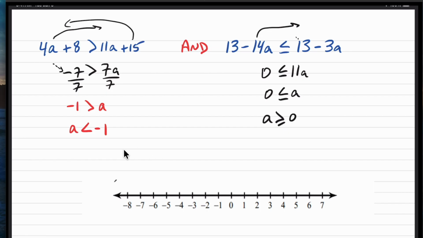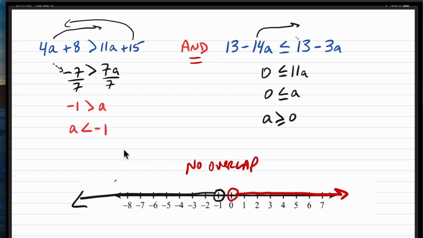Okay, folks, let's go ahead and plot this. We have a is less than -1. That's going to be going this way to the left, and a is greater than or equal to 0. Okay, this is an and problem, so we look for overlap. There is no overlap. Therefore, this is no solution. So this is one of the rare occasions with an and problem that we do not get a dumbbell.